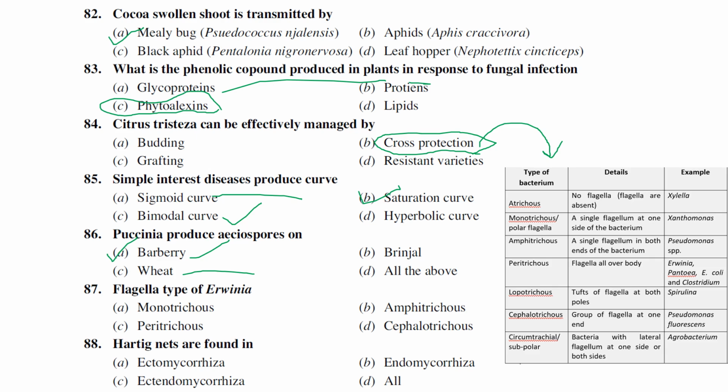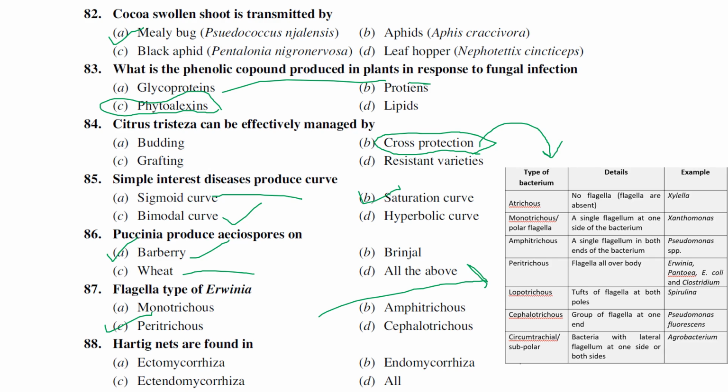Flagella type of Erwinia: monotrichous, amphitrichous, peritrichous, cephalotrichous. The flagella type of Erwinia is peritrichous flagella. Monotrichous means single flagellum. Atrichous means no flagella, example Xylella. Monotrichous means single flagellum, Xanthomonas; amphitrichous, peritrichous, lophotrichous and all those things are given here. Just take a look.